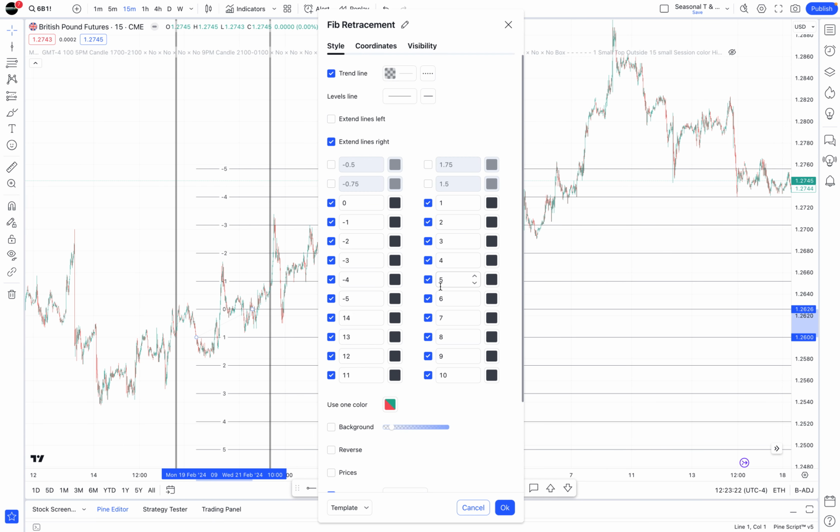Okay. Let's change all these numbers to negative. -6, -7, -9, -10, -11, -12, -13, -14.